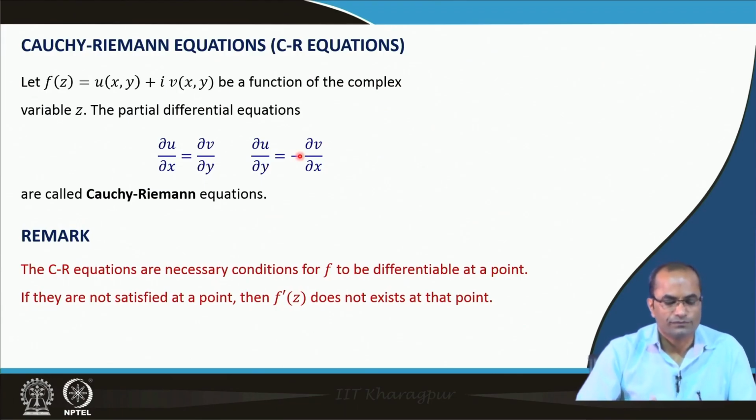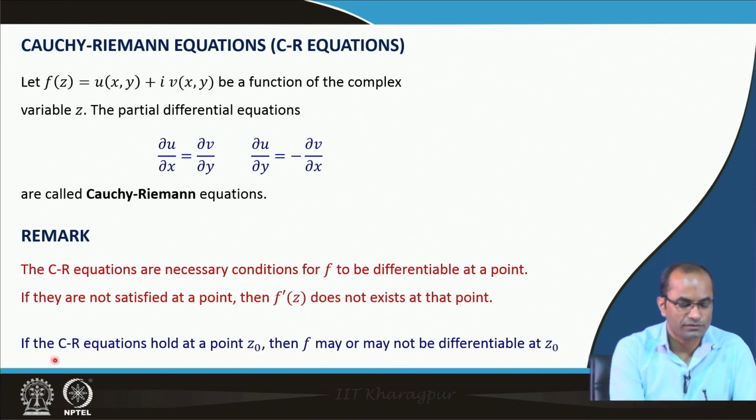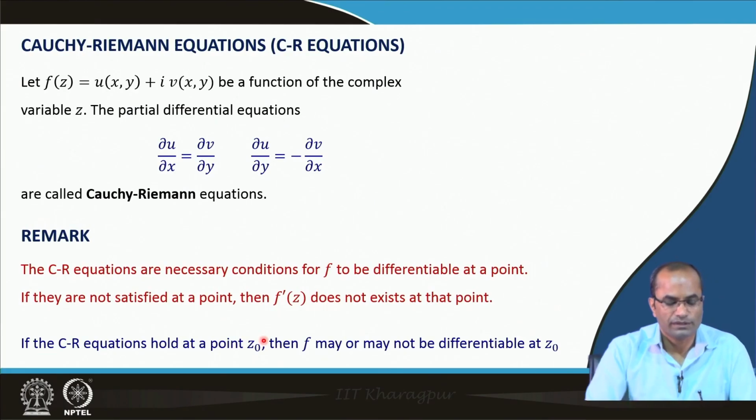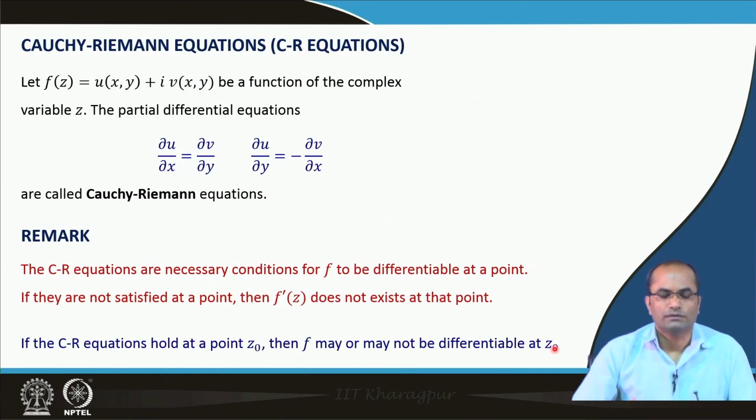So, this is what we have already discussed in the previous lecture. It is written here also that if the CR equations hold at a point z_0, then f may or may not be differentiable at z_0. Then we have to check, because these are just necessary conditions, but if they are not satisfied, then we can definitely conclude that the function is not differentiable at that point. So, they will be helpful to prove non-differentiability of a function.